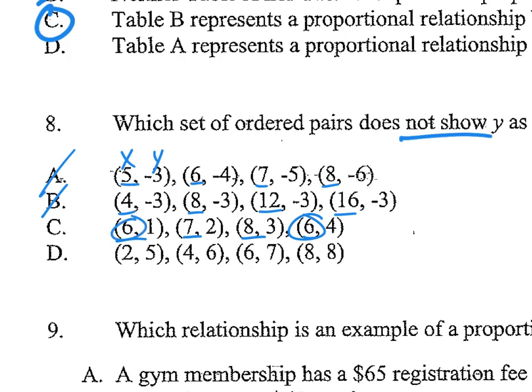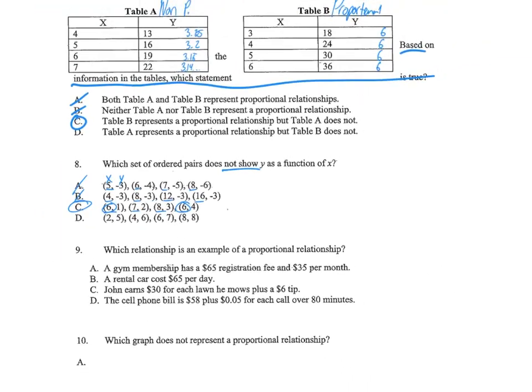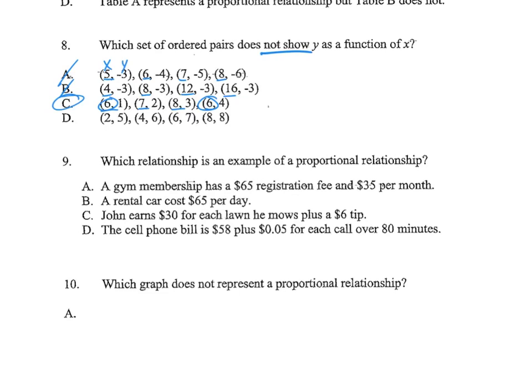So we've got two 6s here. That's our one that is not going to be a function. Number 9, which relationship is an example of a proportional relationship? Okay, same thing we just did. If x repeats, it's not a function.